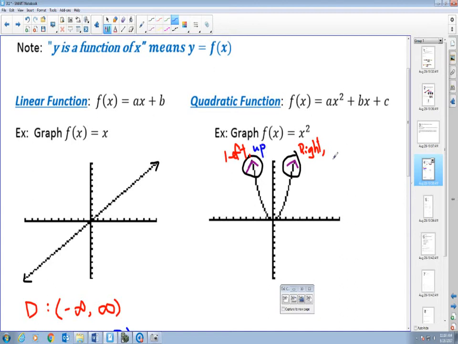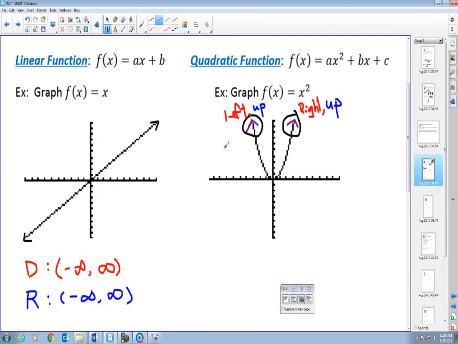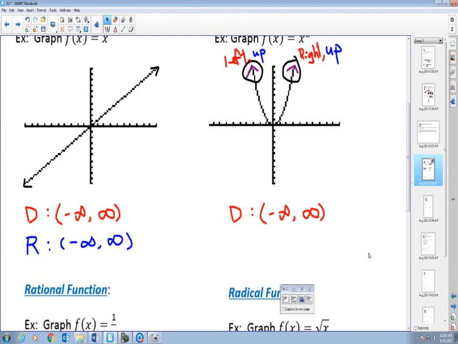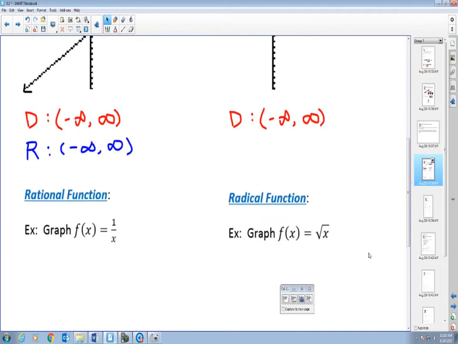As far as domain is concerned, one side keeps on going left, one side keeps on going right. Reading from small to large, the domain has to be what? From negative infinity to infinity. All right, that's the quadratic function.